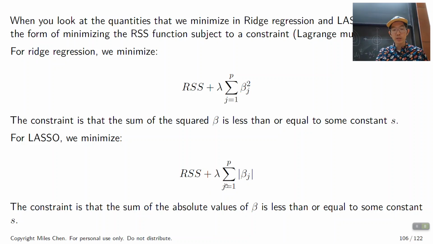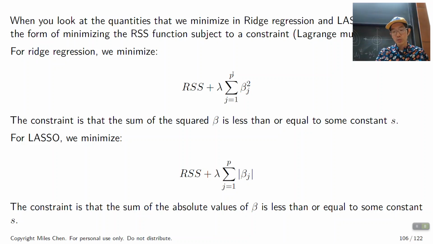And so now it's kind of like the constraint is that the sum of beta squareds is less than some constant s. Over here, the constraint is that the sum of your absolute values of beta is less than or equal to some constant. So you can think of what we've been doing, the loss function plus some penalty, as being in the same form as a Lagrange multiplier, which is what we use when we're trying to minimize a function subject to a constraint.